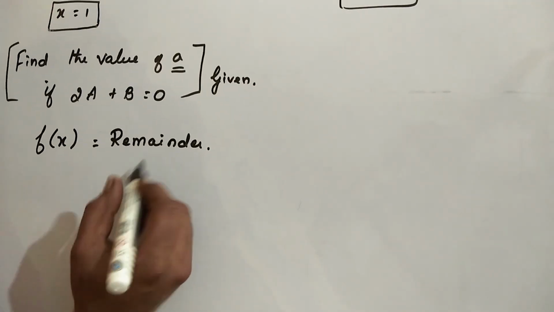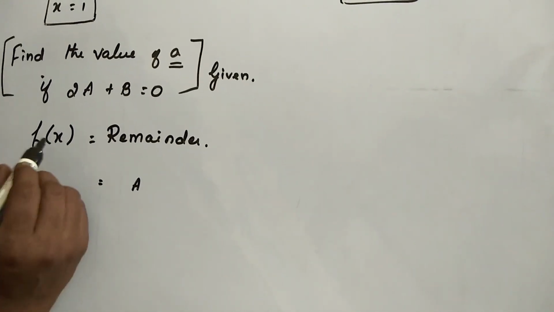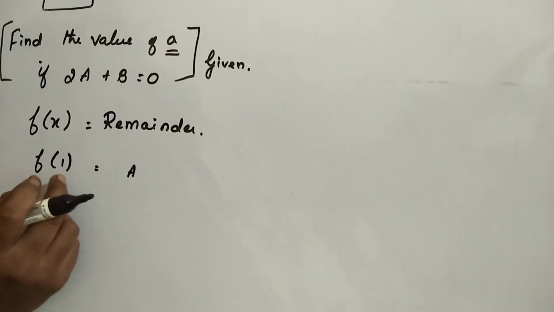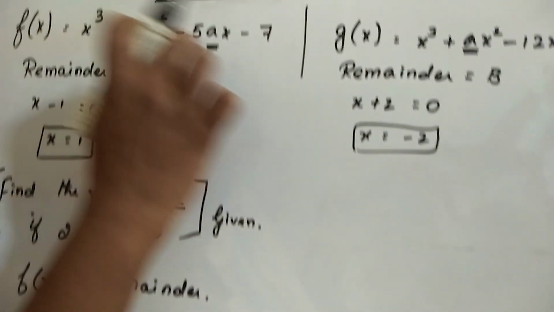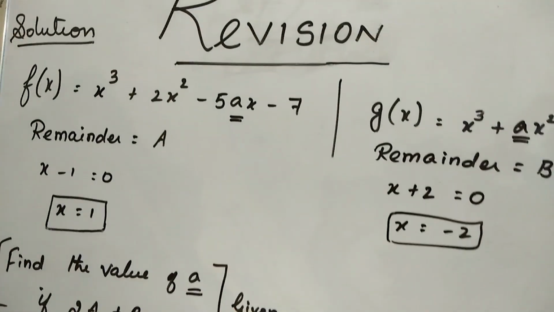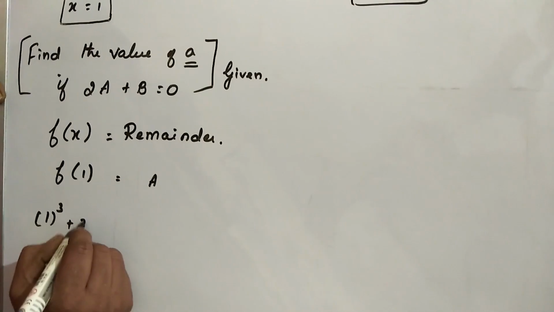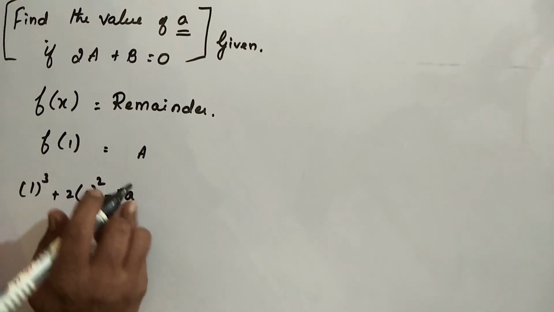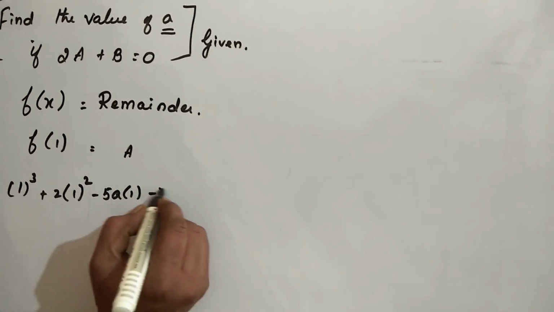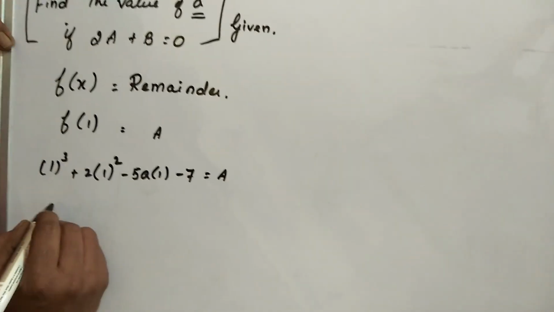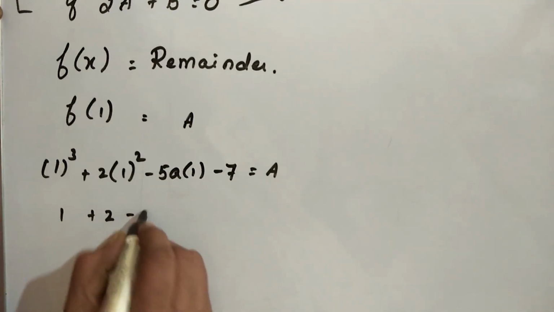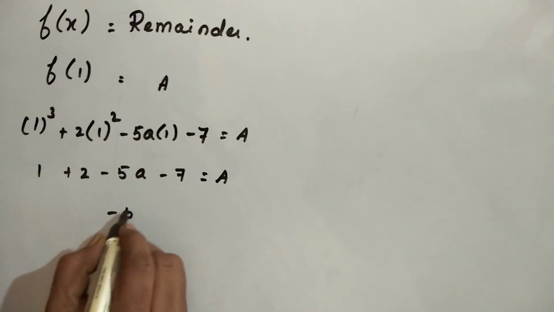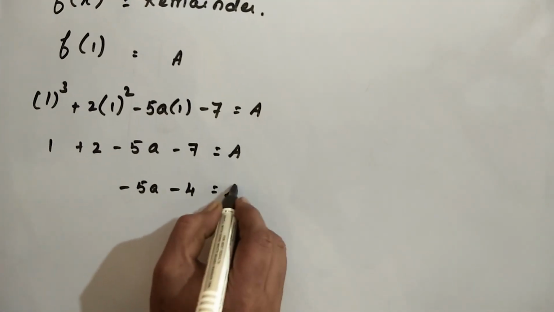And what is the remainder? That is a, and the x value is 1, so write f of 1. Now put this 1 in the polynomial. So 1 cube plus 2 into 1 square minus 5a into 1 minus 7 is equal to a. 1 plus 2 minus 5a minus 7 is equal to a. So minus 5a minus 4 is equal to a.